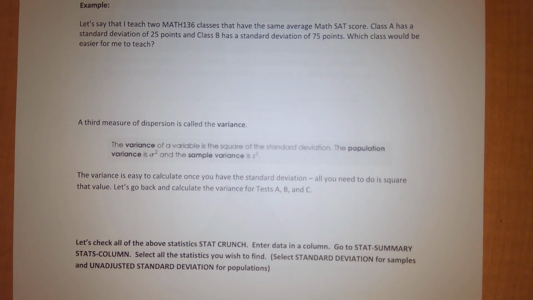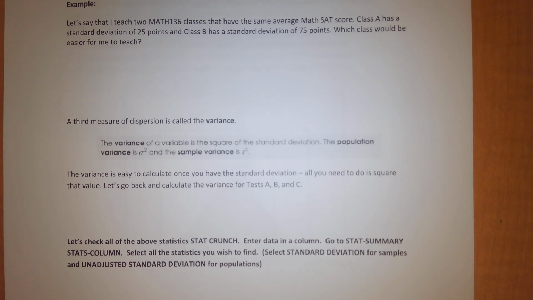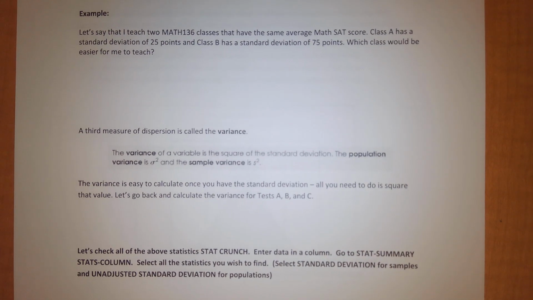All right, so let's do another example, and then I'll also show you how to do all of this in StatCrunch. So let's say that I teach 2 Math 136 classes, and they have the same average math SAT score. Class A has a standard deviation of 25 points. Class B has a standard deviation of 75 points. Which class would be easier for me to teach? So at this point, I'd like you to pause the video and think about this question. Once you're back, we can discuss.